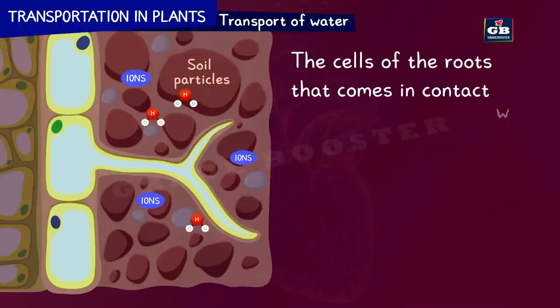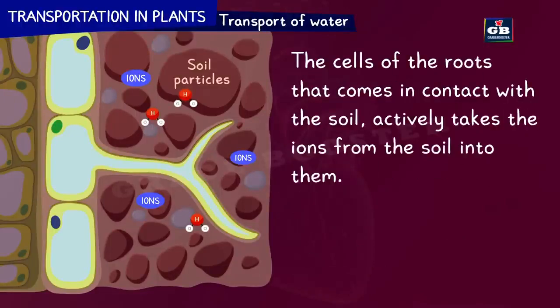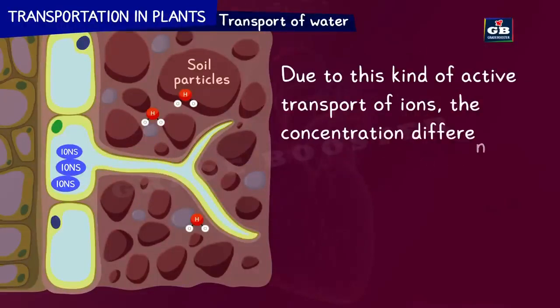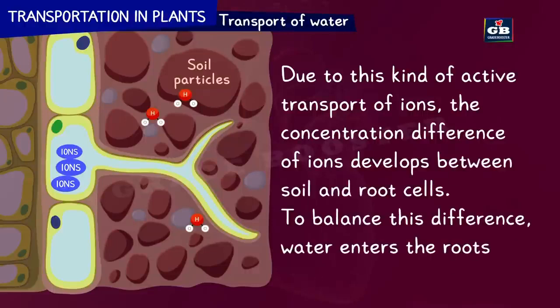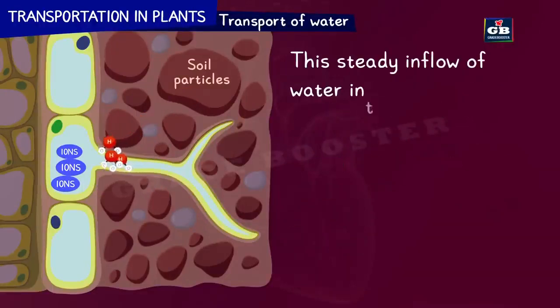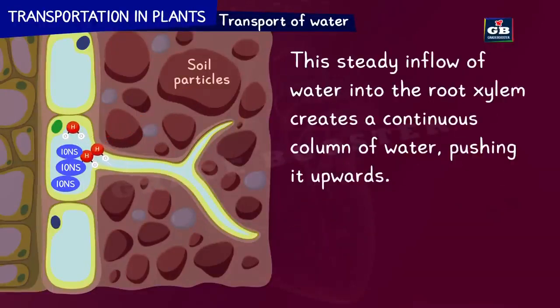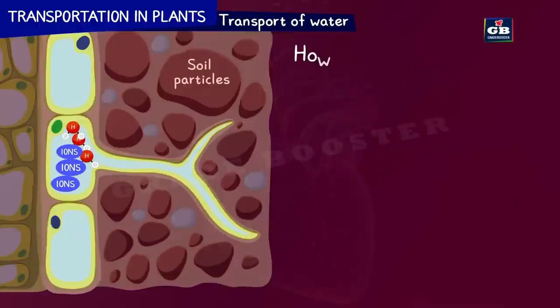The cells of the roots that come in contact with the soil actively take the ions from the soil into them. Due to this kind of active transport of ions, the concentration difference of ions develops between soil and root cells. To balance this difference, water enters the roots. This steady inflow of water into the root xylem creates a continuous column of water pushing it upwards.